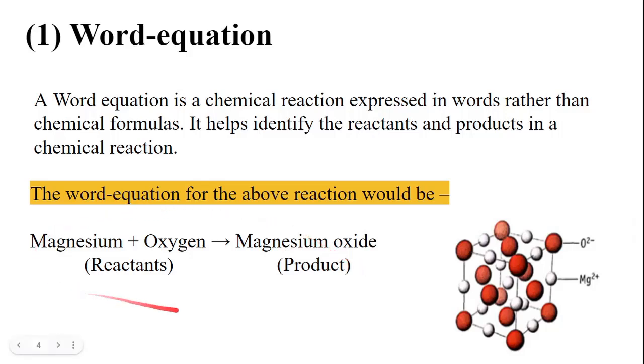This word equation shows the change of reactants to products through an arrow placed between them. The reactants are written on the left hand side with a plus sign between them. Similarly, the products are written on the right hand side with a plus sign between them if we have two products. The arrowhead points towards the products and shows the direction of the reaction.